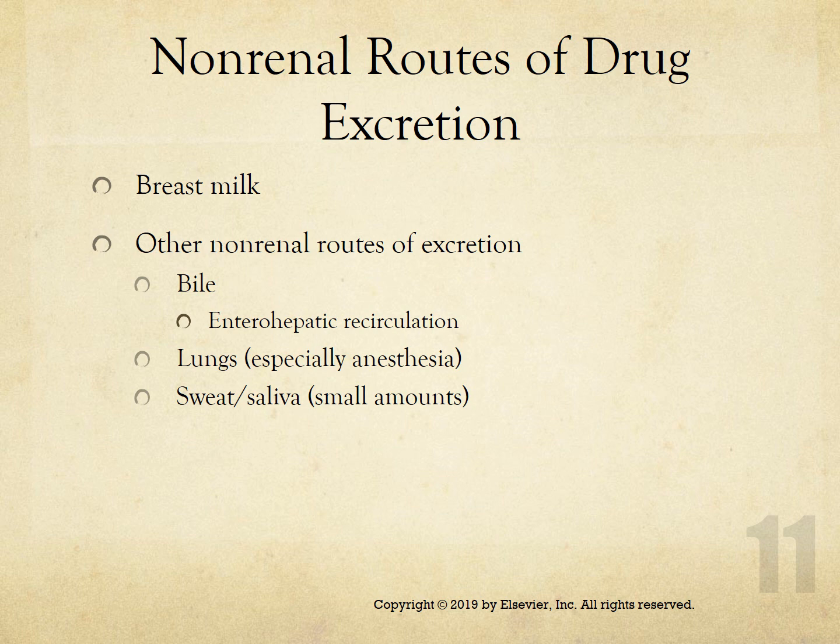So, again, those non renal routes of drug excretion would be the breast milk. Other non renal routes would be in the bile, in the lungs, in the sweat, and in the saliva, which are only in small amounts.